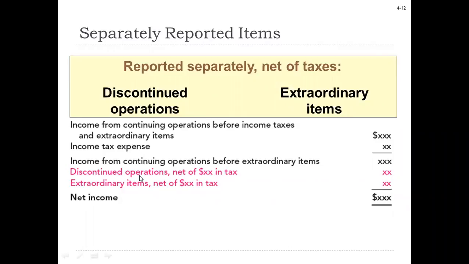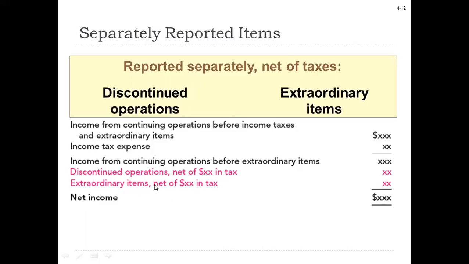Because if you lose money, for example, from getting rid of a segment of your business, that's a one-time thing. You don't want to include that with your continuing operations and kind of dilute that figure. Because continuing operations are your day-to-day operations. That's what you're in business to do, quote unquote, your normal profits. You don't want to dilute that with losses from something unusual like a discontinued operation. So you show that separately.